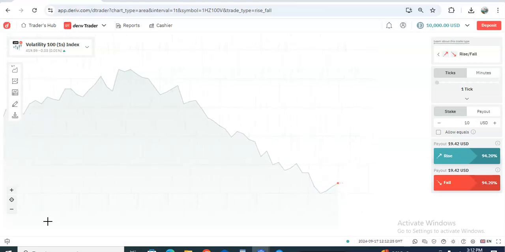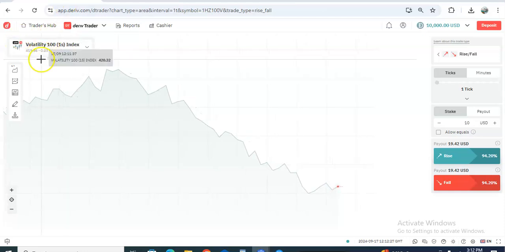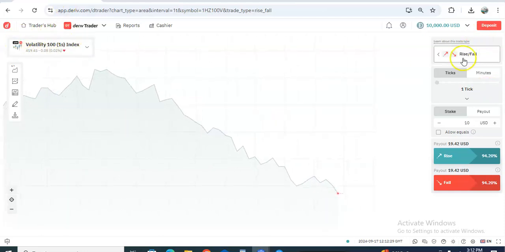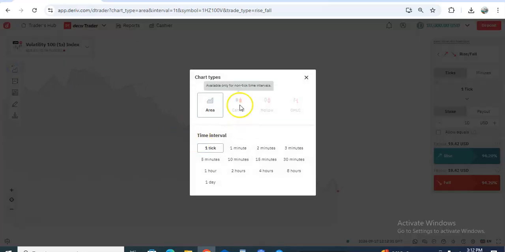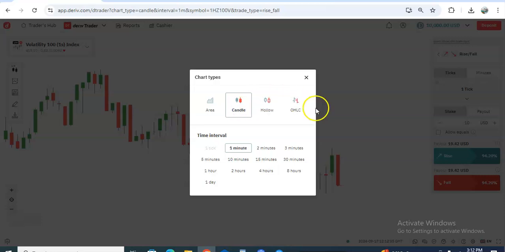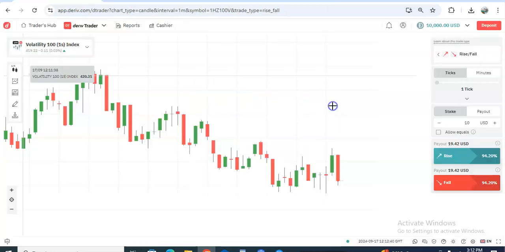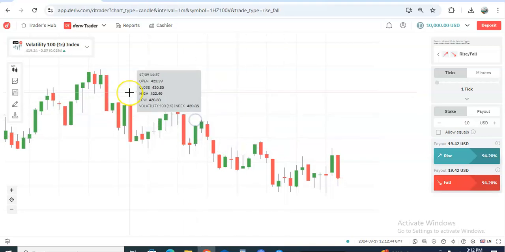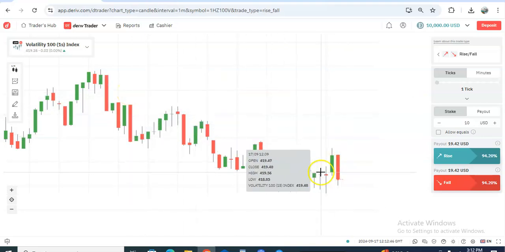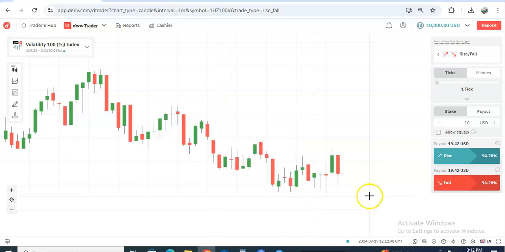So let's get started. As you can see here we have volatility. Here there is rise and fall. The next thing that we need to do here is to change our chart type. We need 1 minute and then we need our candle. Although this one it's not that good. It has started to behave.